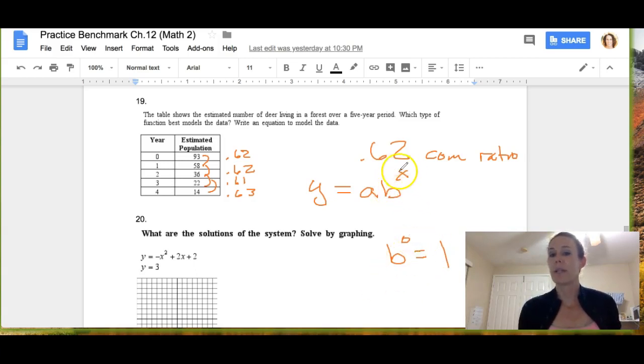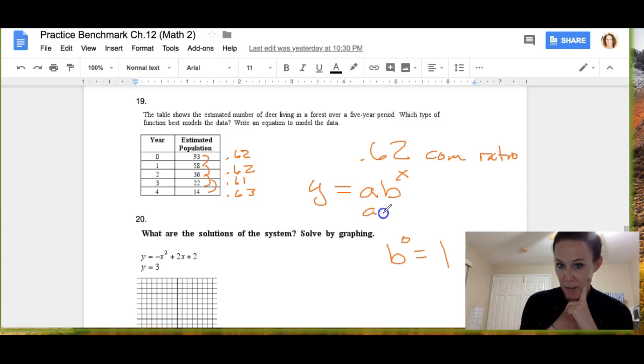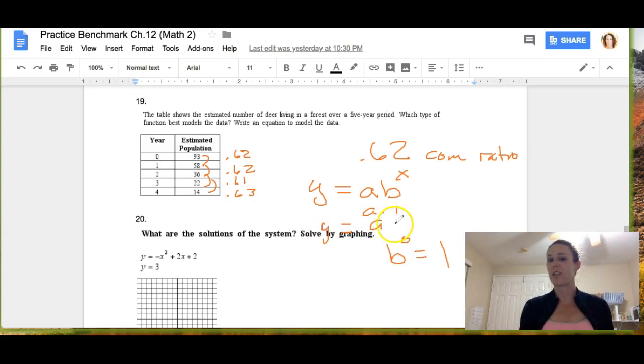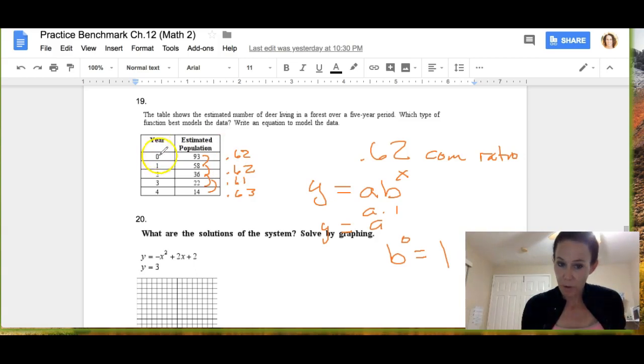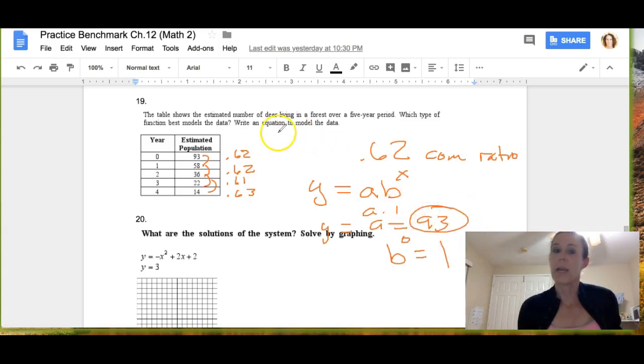So if I plug in 0 for x, this becomes 1, and I just have a times 1, or just a. So y equals a. When I plug in 0 for x, I always just get y equals a. So a is my initial value. Whenever I plug in 0, I just get out a. So here, my 0 for x gives me out 93. So my initial value is 93. a in your exponential is always your initial value.